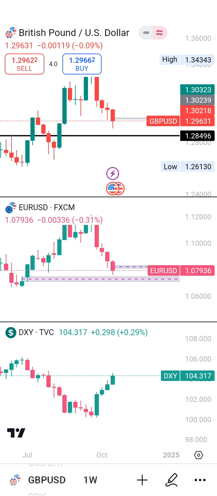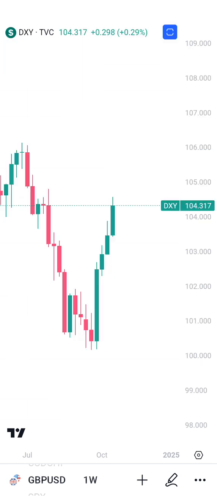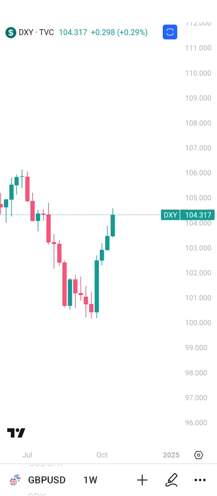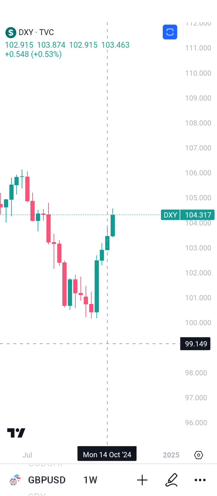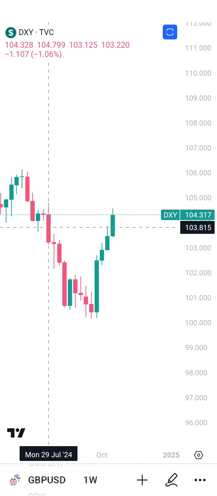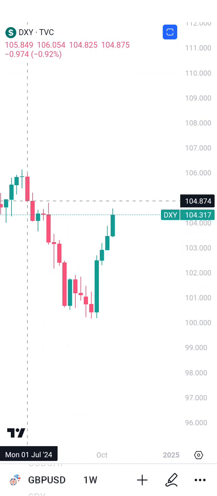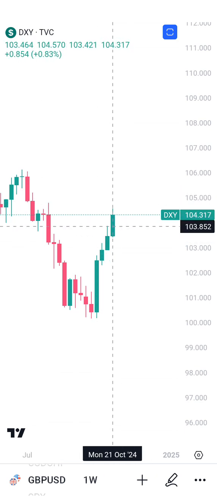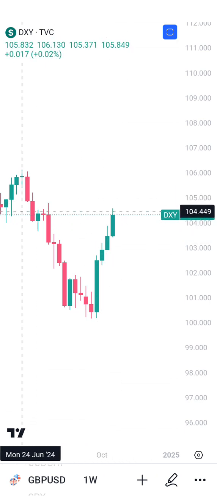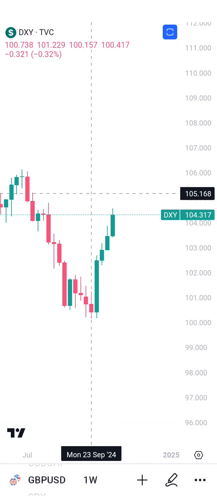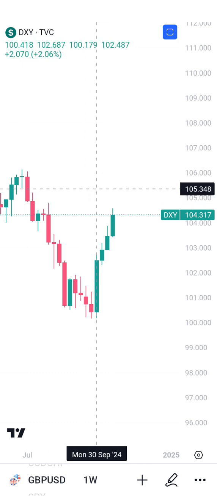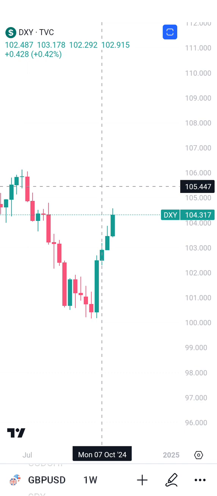Quickly on DXY, let's see the weekly time frame. DXY is still very much bullish. So we still have a draw on liquidity around here. Don't forget there's an FVG here, so price might retrace down and push up into this FVG before we can think of any strong pullback. So DXY is still bullish.